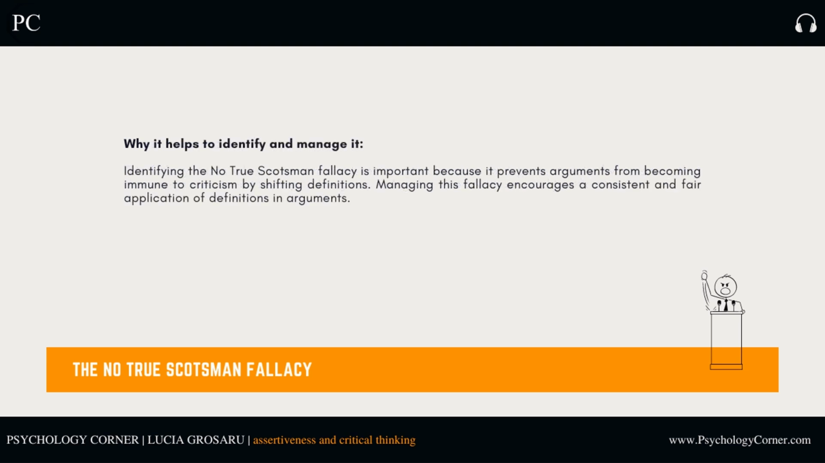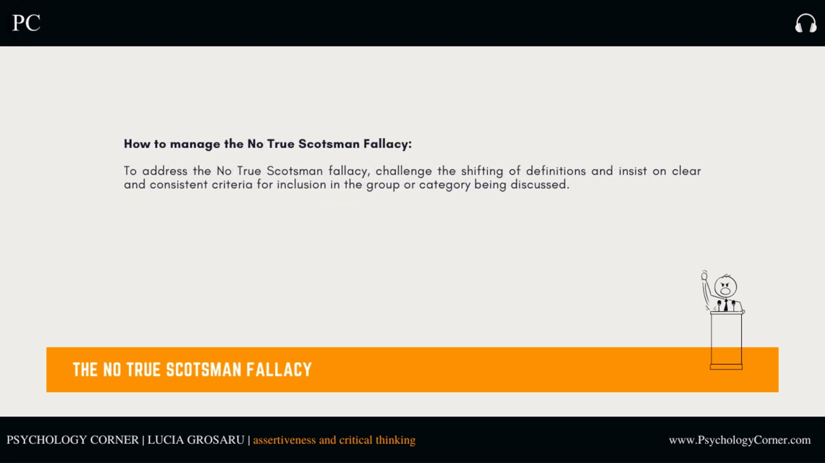Identifying the no true Scotsman fallacy is important because it prevents arguments from becoming immune to criticism by shifting definitions. Managing this fallacy encourages a consistent and fair application of definitions in arguments. To address the no true Scotsman fallacy, challenge the shifting of definitions and insist on clear and consistent criteria for inclusion in the group or category being discussed.